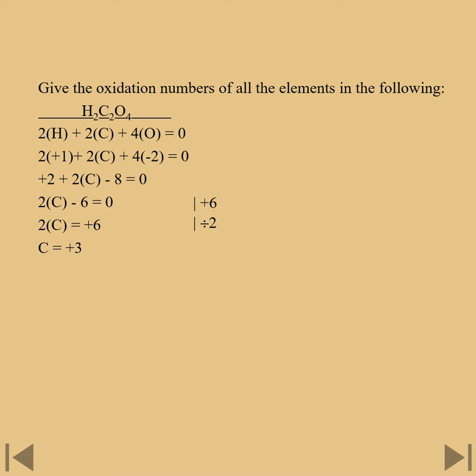You note in carbon dioxide it was positive 4, and oxalate is positive 3, so don't expect it to be constant. And indeed, we'll find many nonmetals with quite a variety of different oxidation numbers. Okay, so again, the hydrogen was positive 1, the carbons were positive 3, and the oxygens negative 2.